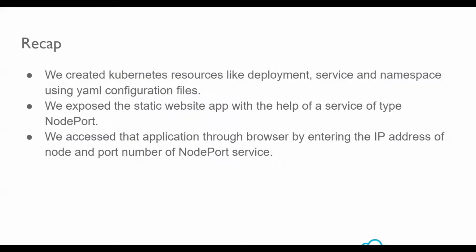Let us recap what we have done in the previous video. We created Kubernetes resources like deployment, service, and namespace using YAML configurations. We exposed the static website app with the help of a service of type NodePort. We accessed that application through the browser by entering the IP address of the node and the port number of the NodePort service.